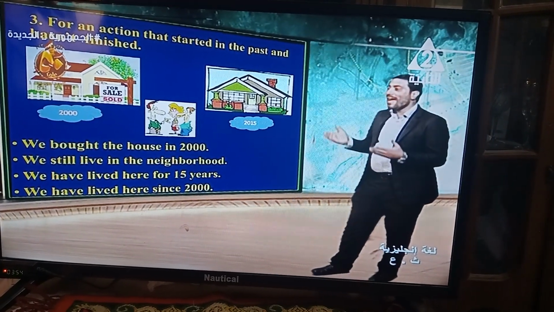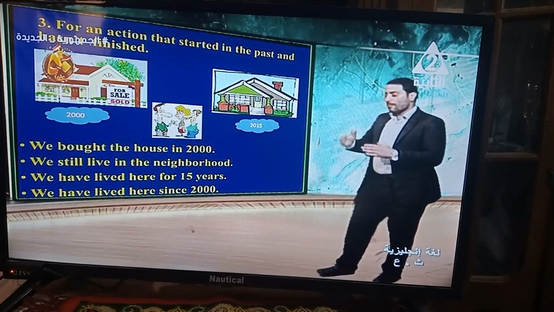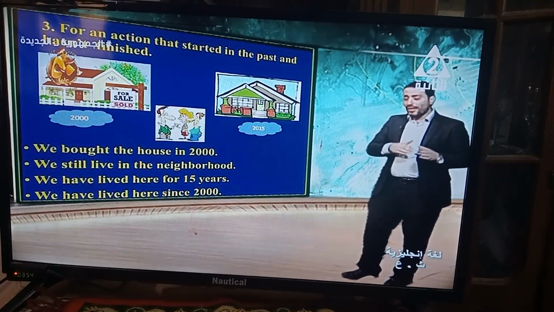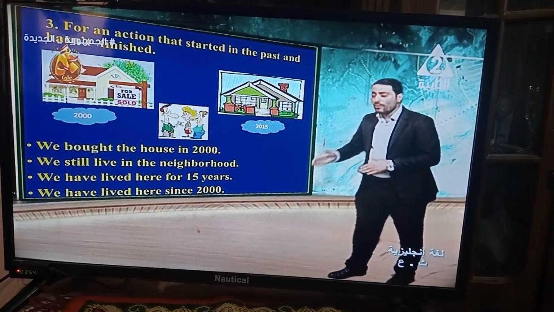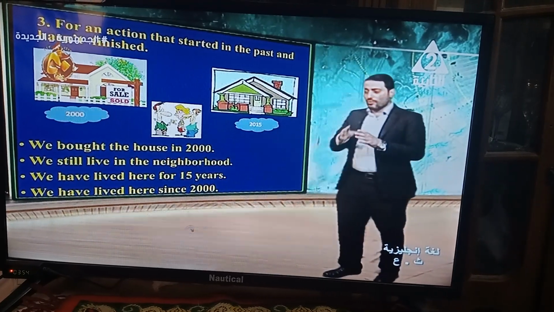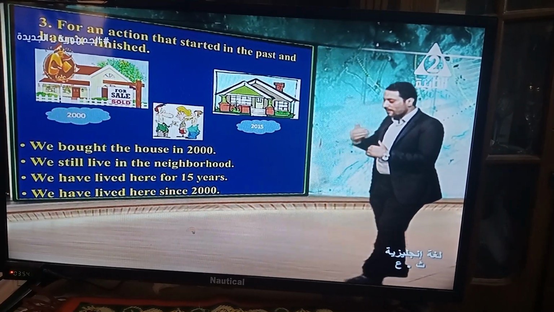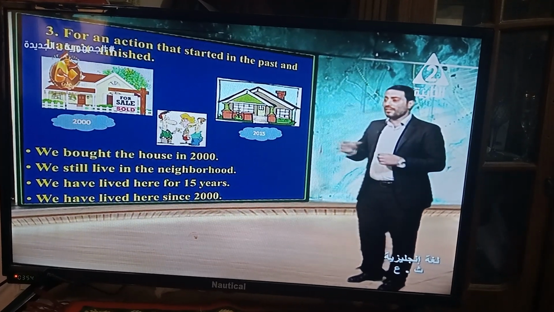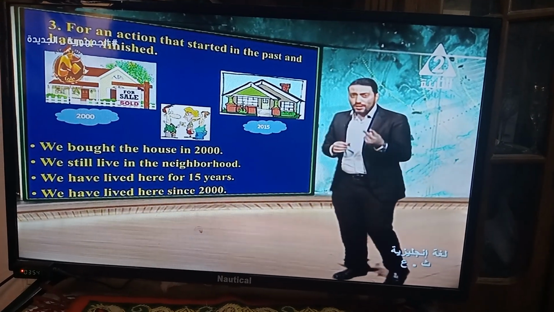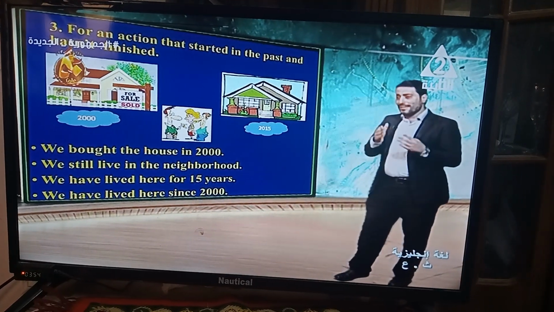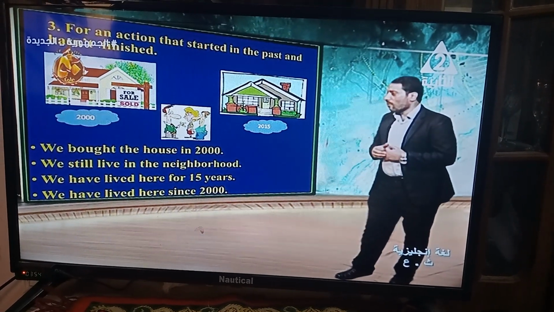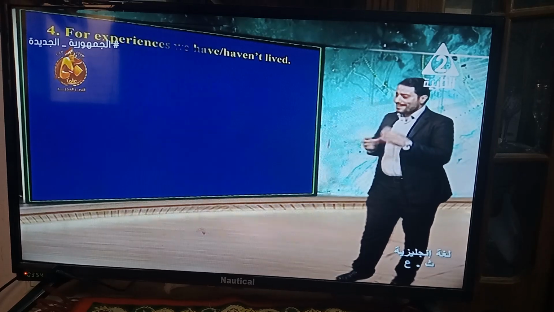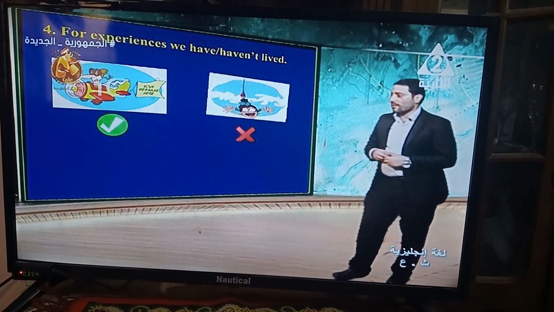So we say we have lived in this house because we started living in 2000 and till 2023 we are still in the house. So the action happened in the past but is continuing till now. So we say we have lived in the house, and we can use two time expressions, since or for. So Miss Marwa, what is the difference between since and for with the present perfect tense?